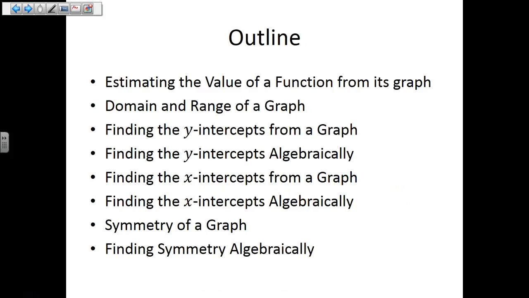Our outline for this video: we're going to take a look at estimating the value of a function from its graph. We're going to talk about how to find the domain and range of a function or relation from a graph. Then we'll take a look at finding the x and y intercepts, both from the graph and algebraically. We'll talk about what the symmetry of a graph is, and how to find the symmetry algebraically.